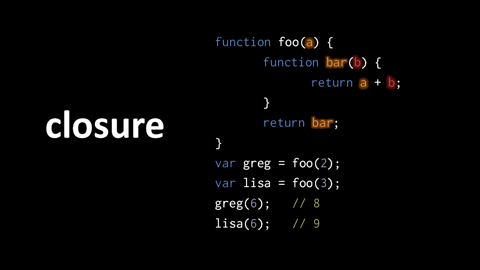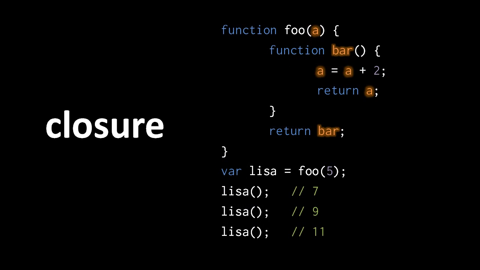to 3 returns 9. For another example, here the nested bar function has no parameter of its own but increments a of the enclosing foo function. We assign to Lisa the copy of bar returned by foo with an argument of 5, and then each time we invoke Lisa, it increments the variable a of its closure by 2 each time. So we get the values 7, then 9, then 11, and so forth.